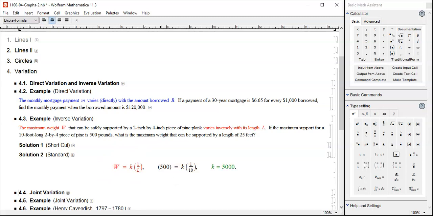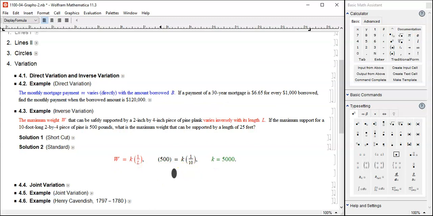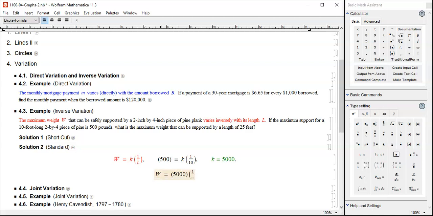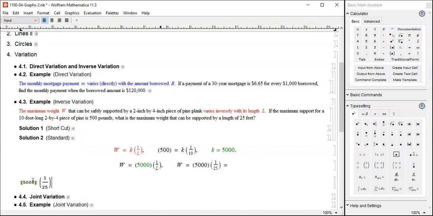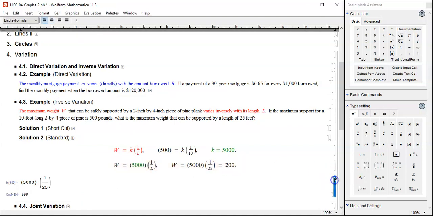So W here, W is 5,000 times 1 over L. Now this equation here is a complete equation that can be used, so let's use it. The length here is 25 feet. Okay, let's put it in. All you have to do is this computation. Punch into calculator. Let me copy and paste and then use Mathematica's computation. And what do we have? We have 200. Same answer as before.